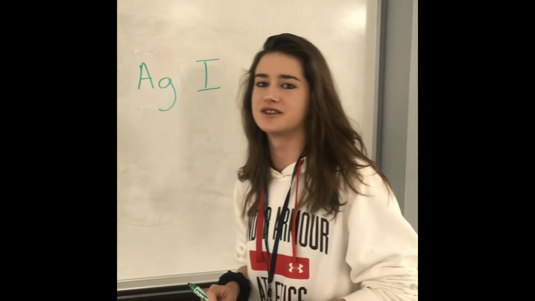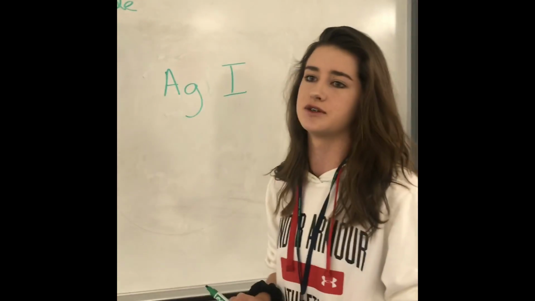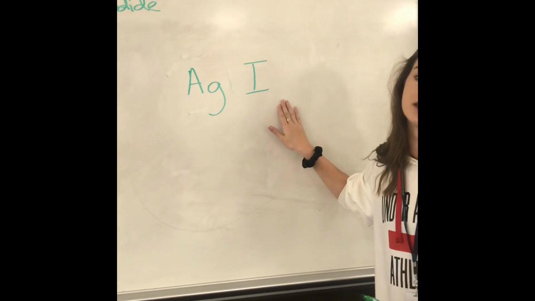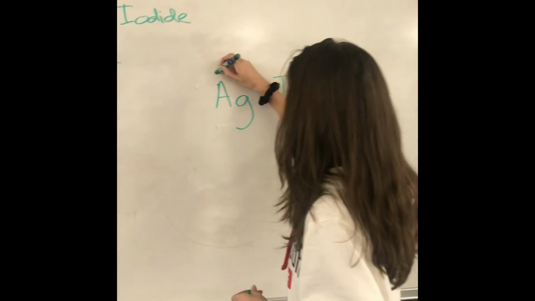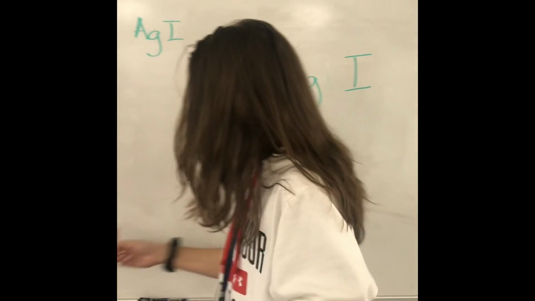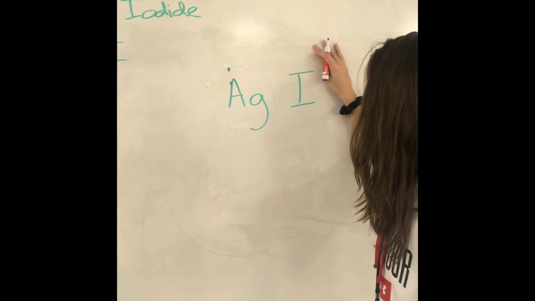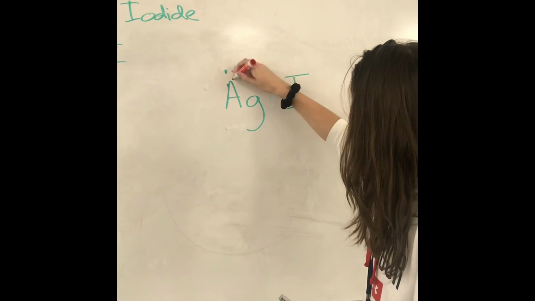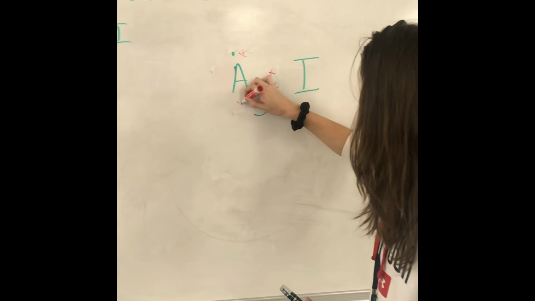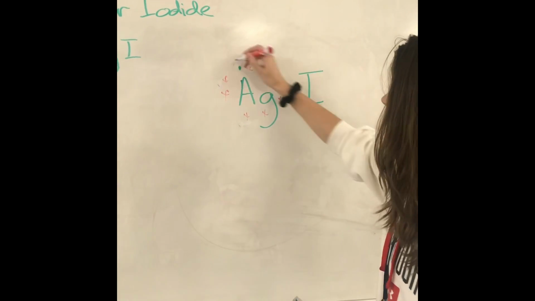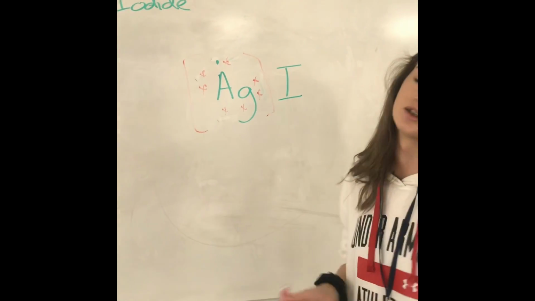One way you could draw the Lewis dot structure wrong for silver iodide is if you took iodine's valence electrons and put them on silver. So silver has 1 valence electron, and if you went and put 7 valence electrons over on silver, taking them from iodine, that would be the wrong Lewis dot structure.